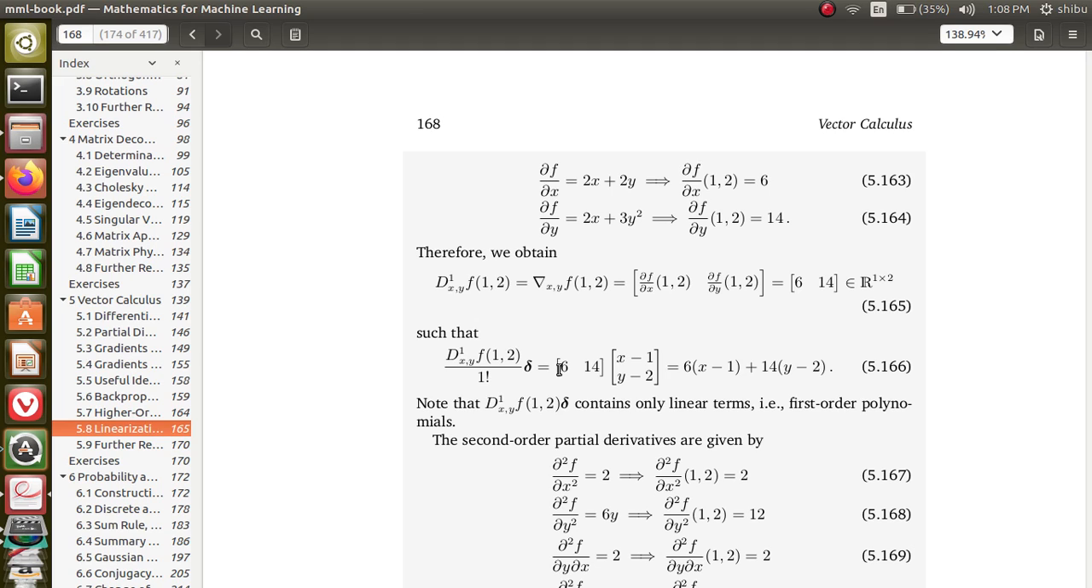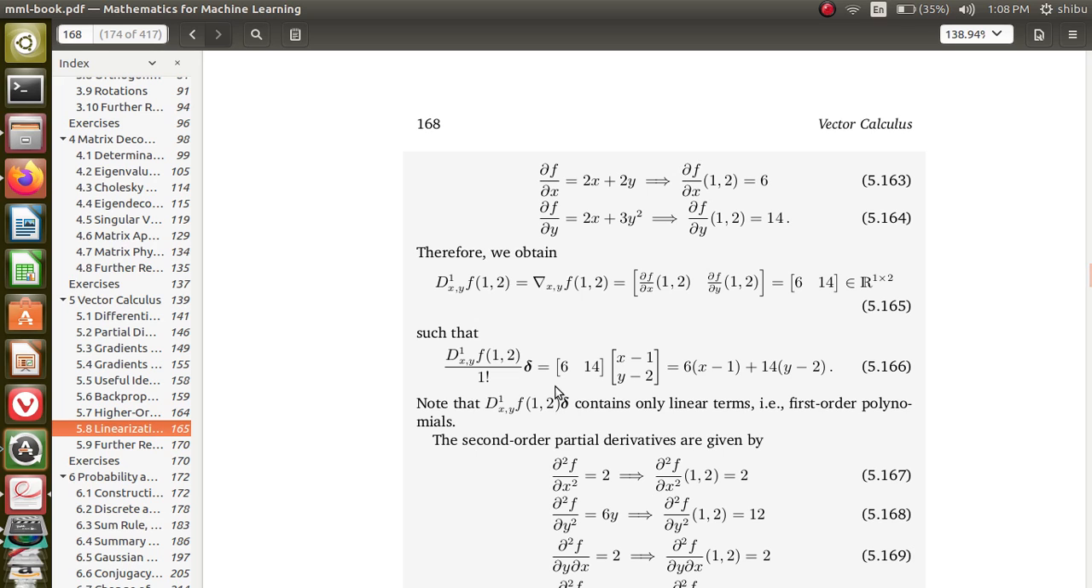6, 14 is the gradient, such that D_xy f of 1, 2 by 1 factorial into delta is equal to 6, 14 times x minus 1, y minus 2. That is 6 into x minus 1 plus 14 into y minus 2. That means 6, 14 is the gradient, and it is with respect to the point x equal to 1 and y equal to 2. So this is 6 into x minus 1 plus 14 into y minus 2. That is the first term.